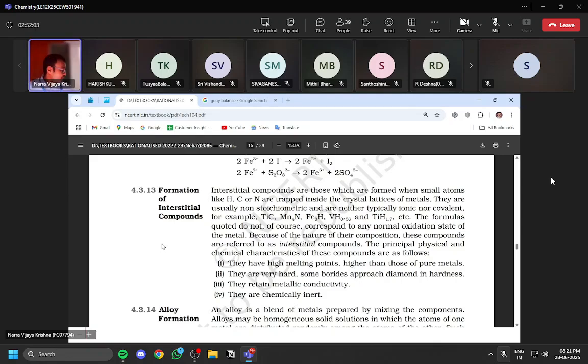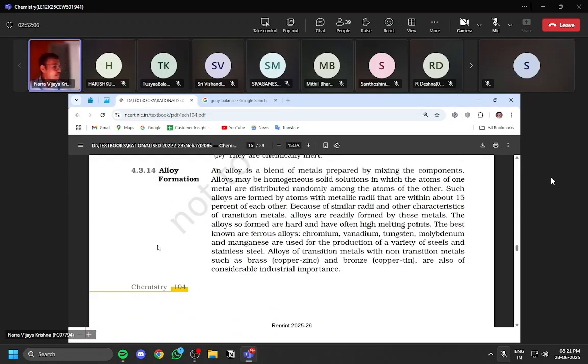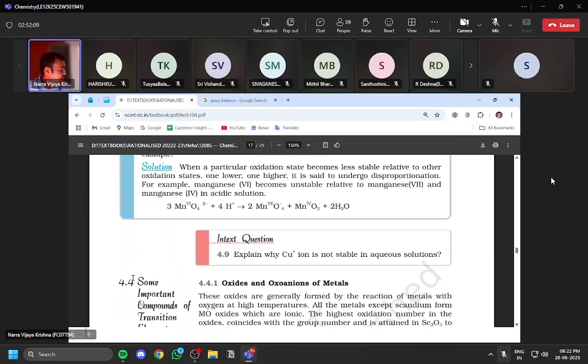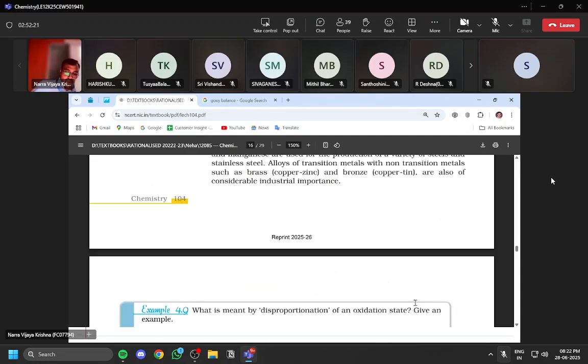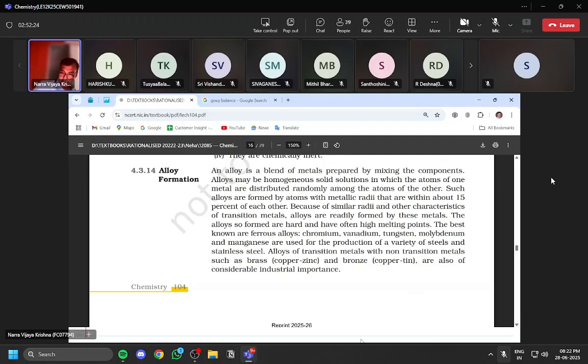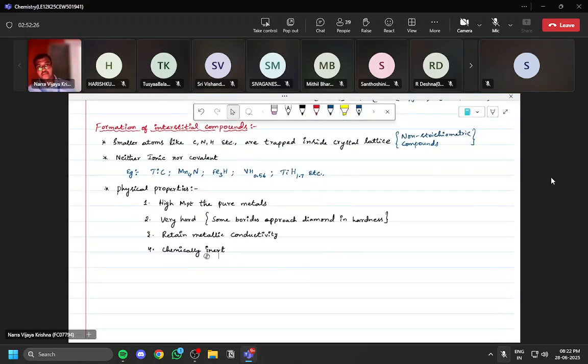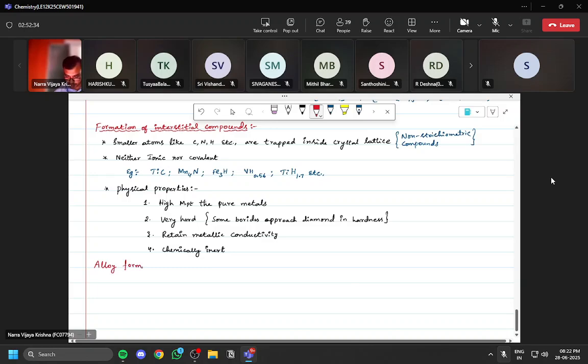This is over. Next idea, alloy formation. After that, directly compounds, right? KMnO4, K2Cr2O7, silver nitrate. If you discuss these 3, 90% of this chapter is done. So next slide, alloy formation. More than 60% of this chapter is over, sir.